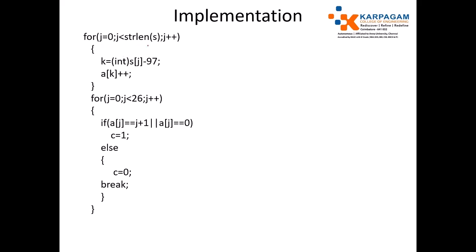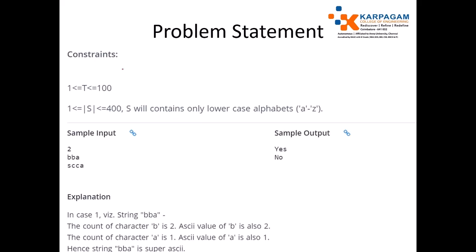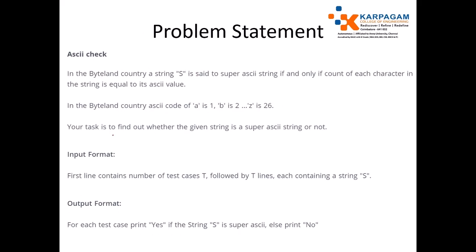For j equal to 0, j less than string length of s, j plus plus. Here the character value holds the ASCII value. A character inputted by the user is indirectly represented by an integer, which is its ASCII value. It has to be reduced by 97 to take care of the Byteland index value. The Byteland index value for A is 1 only.